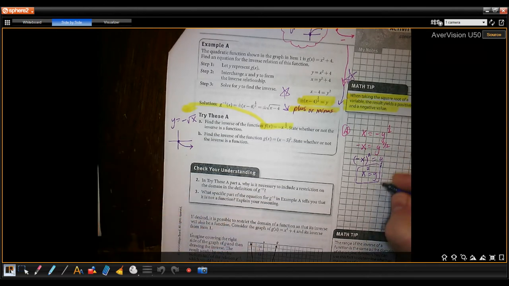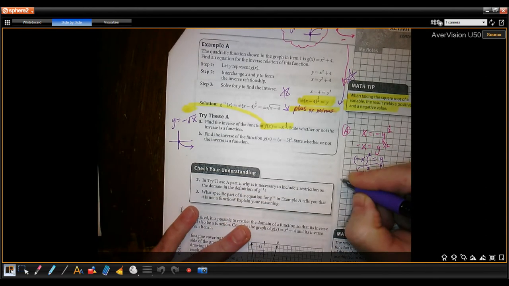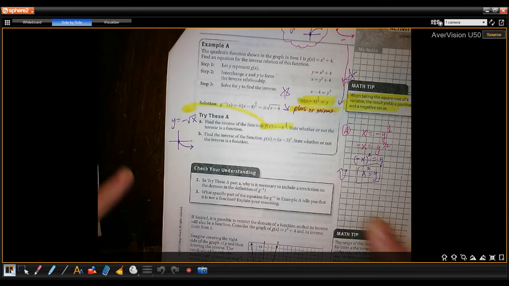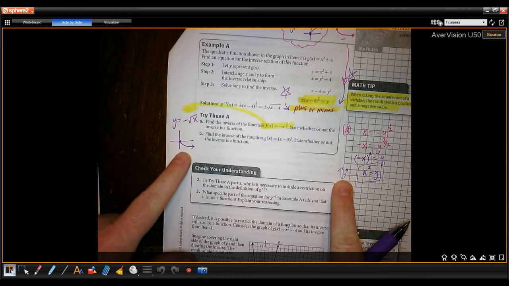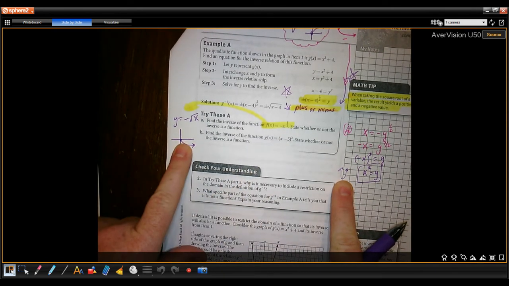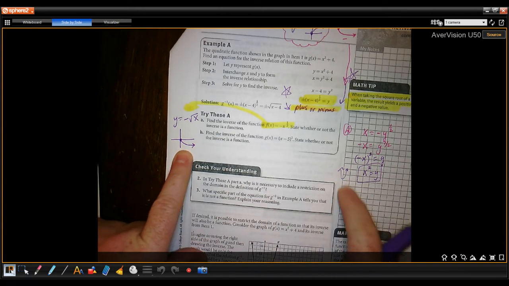So this makes a parabola, right? But you can tell if this is a parabola and this is a square root, they don't match. The shapes don't match, right? So we have to make the shapes match. So you have to restrict the domain here.